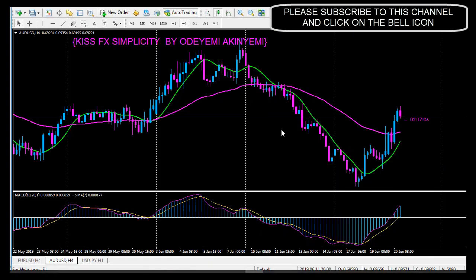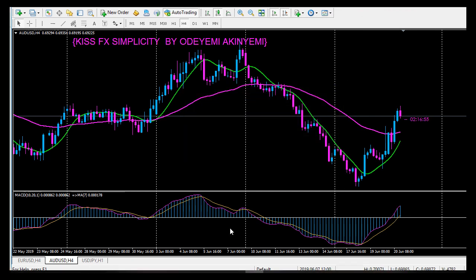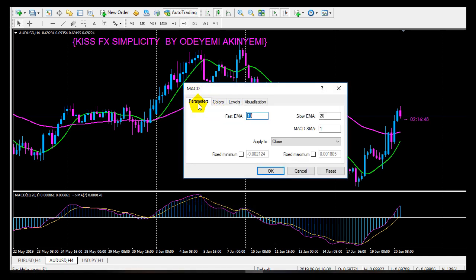Then for this, it's just EMA 50 applied to close, magenta color. You can use any color of your choice. This is just MACD, okay? Your MACD parameter is fast EMA 10, slow EMA 20. Just look at it very well.